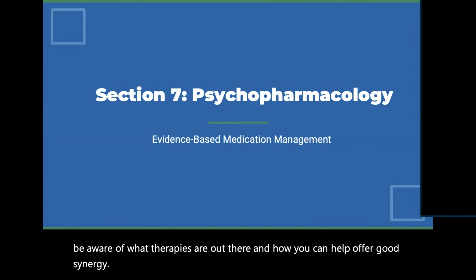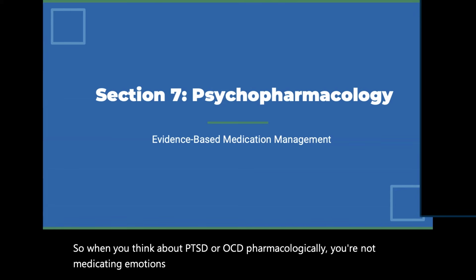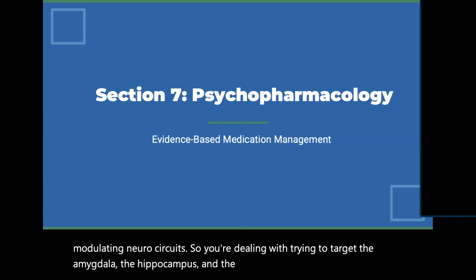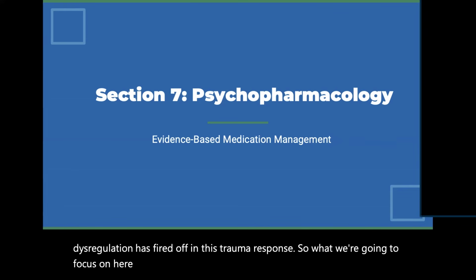So when you think about PTSD or OCD pharmacologically, you're not medicating emotions. What you have to think is that you're modulating neurocircuits. So you're trying to target the amygdala, the hippocampus, and the prefrontal cortex. And this triad of dysregulation has fired off in this trauma response. So what we're going to focus on here is which pharmacologic classes have the strongest evidence for PTSD and OCD.